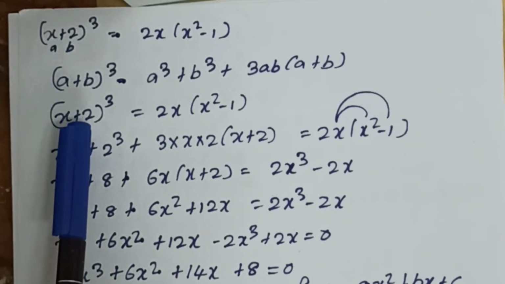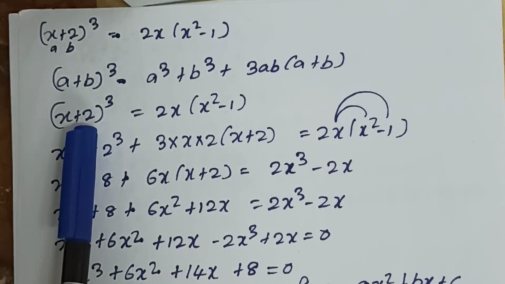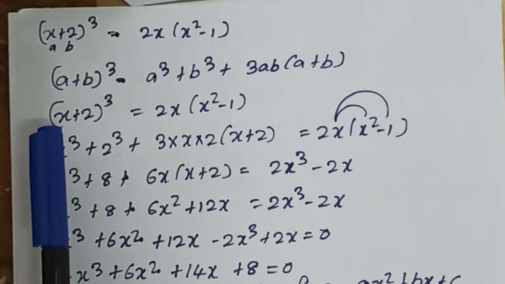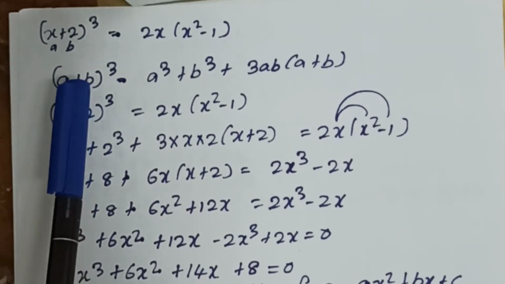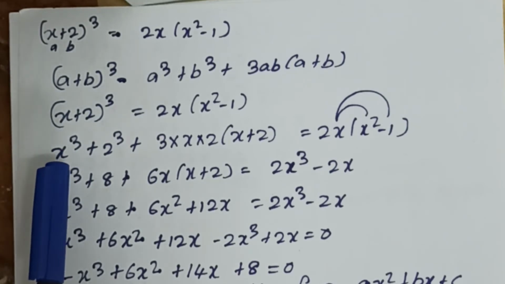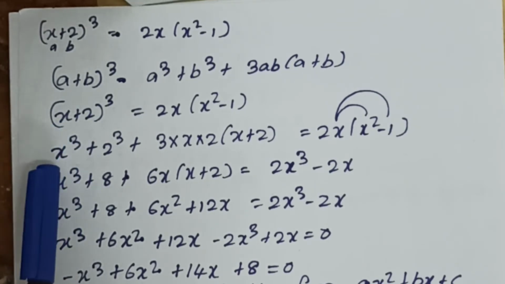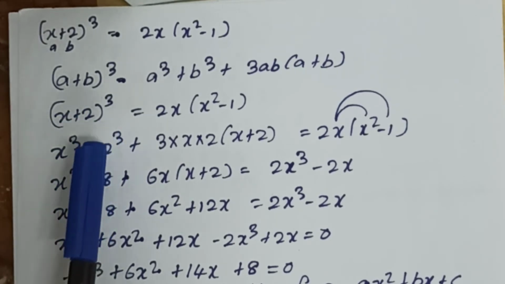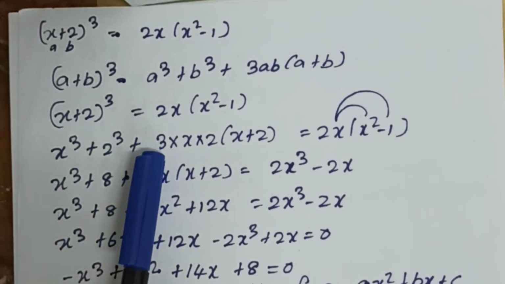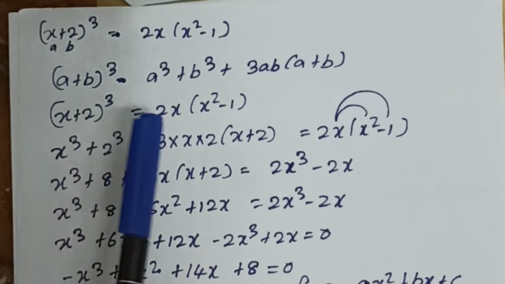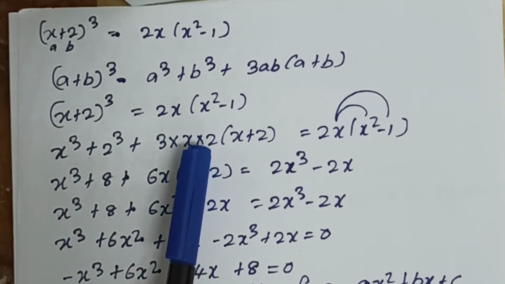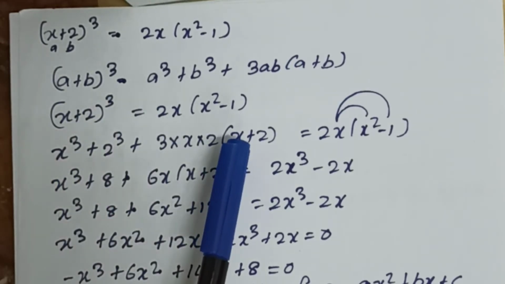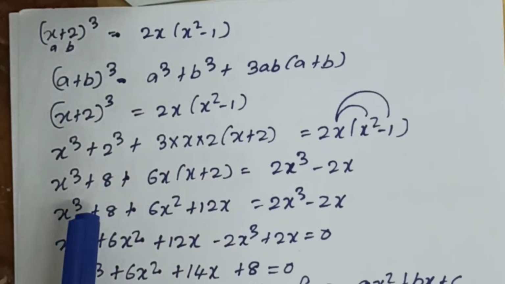So we have (x + 2)³, this is our left hand side, and 2x(x² − 1) is the right hand side. So (x + 2)³, when you expand using the formula (a + b)³, it will be a³. So a is x here, so it is x³. b is 2 here. b³ means 2³, plus 3 into a into b, 3 into x into 2, inside the bracket a plus b. Here a is x, b is 2, so that is x + 2.